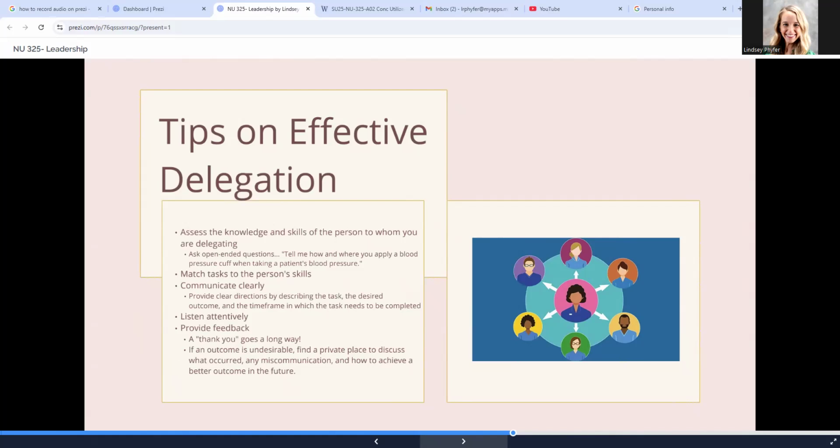You always need to listen attentively, especially if they're asking questions, and provide feedback. And remember, a thank you goes a long way. At the end of the day, whoever you're delegating a task to is helping you out, so be appreciative of the hard work that they are putting in. And if an outcome is undesirable, what you would need to do is find a private place to discuss what occurred, any miscommunication that may have happened, and how to achieve a better outcome in the future. We always want to work on improving processes. This is why it's important that if an undesirable outcome does take place, there's appropriate follow-up to make sure that it does not happen again.